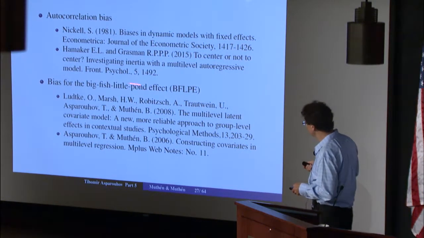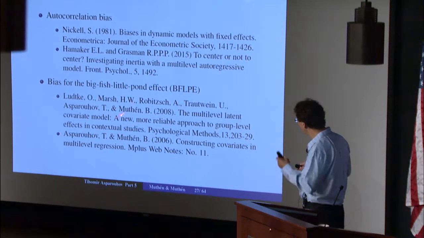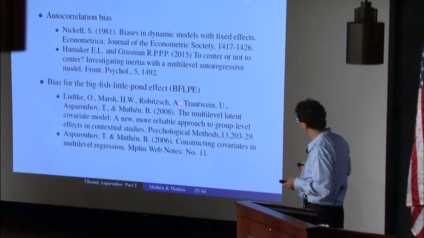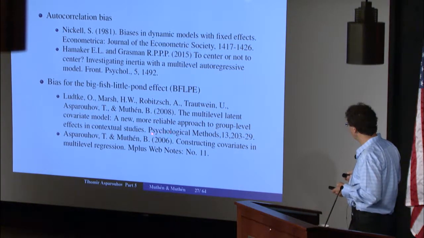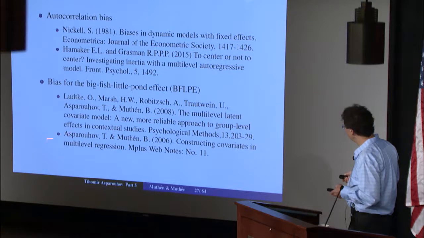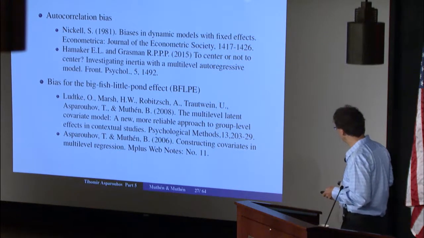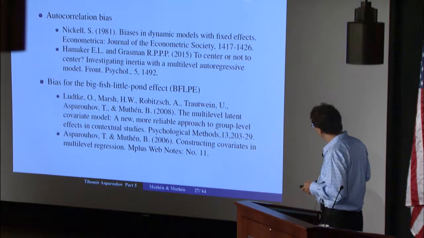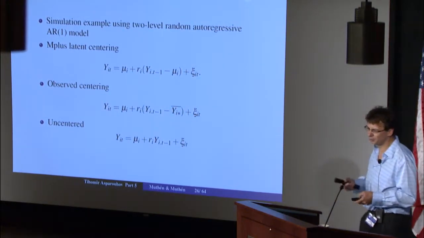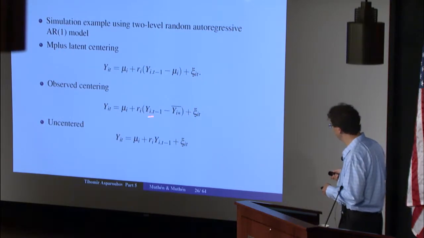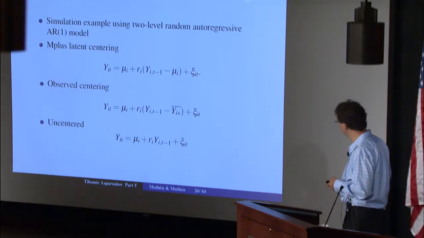This similar bias also occurs in two-level models in the framework of the big fish, small pond effect. And here's a paper by Lüdtke, in Psychological Methods, that described that bias. And we have also one of our web notes dedicated to that. The bias occurs because instead of using the true mean here, we use the sample mean. And the sample mean has a measurement error, and when you do that, the measurement error is not accounted for.